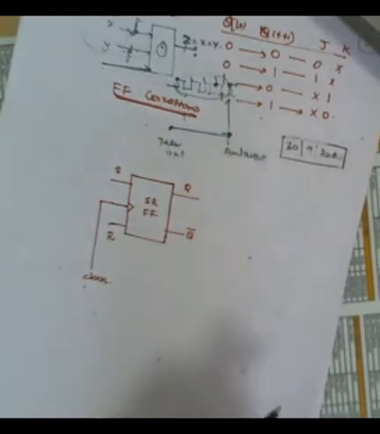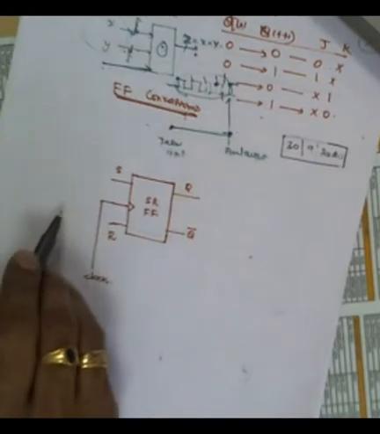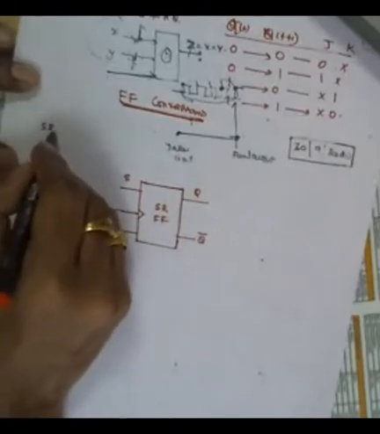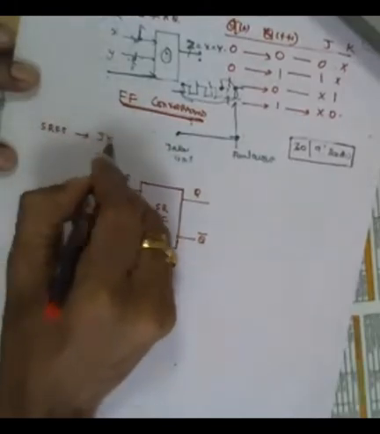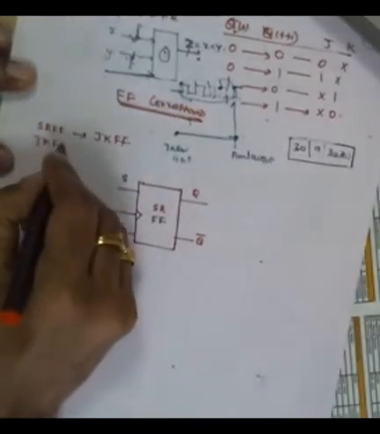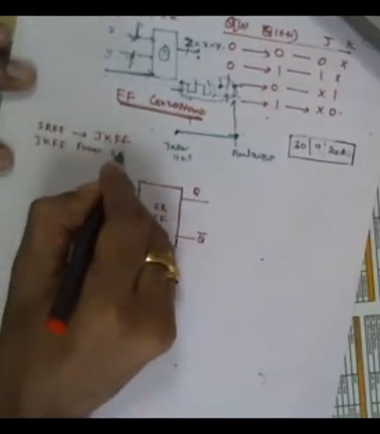Now the question is, how do I attain the JK flip-flop operation using the SR flip-flop? So we can say something like that: SR flip-flop to JK flip-flop conversion, or JK flip-flop from SR flip-flop. Both are the same. That means the available flip-flop here is the SR flip-flop, right? And we are going to attain the operation of some other flip-flop, here in this case, the JK flip-flop, right? So this is the requirement now.